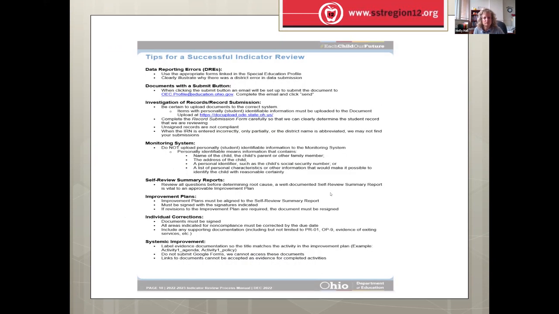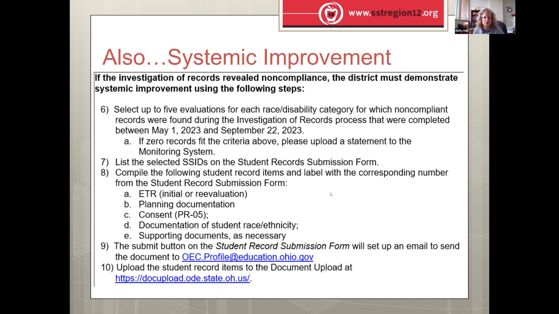And then you will also compile the items that are listed below there, A through E, and make sure that you've got a label that corresponds to the number on your student record submission form. So the ETR planning documentation, your consent for evaluation, documentation of the student's race, ethnicity, which is usually some EMIS documentation, and then any other supporting documents.